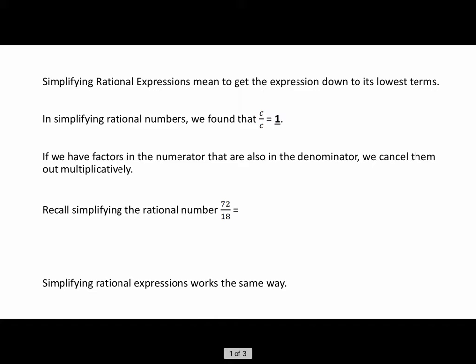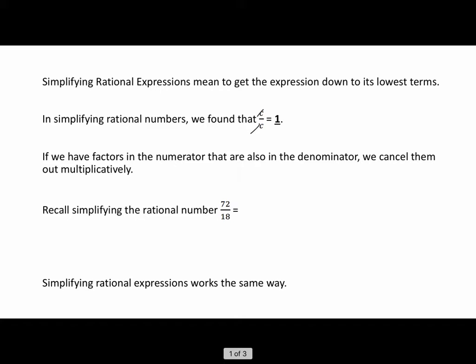Simplifying rational expressions means to get the expression down to its lowest terms. In simplifying rational numbers, we found that any number divided by itself is 1. So if we have factors in the numerator that are also in the denominator, we will cancel them out multiplicatively, which leaves just 1 as a factor, and 1 as a factor is an identity, so it doesn't change if there are any other factors still there.